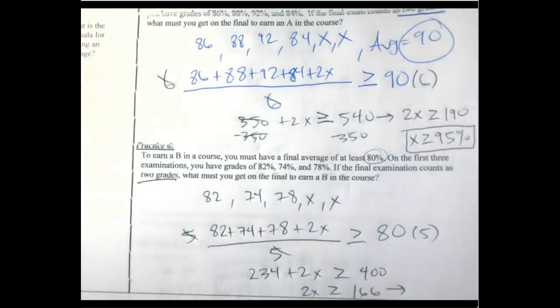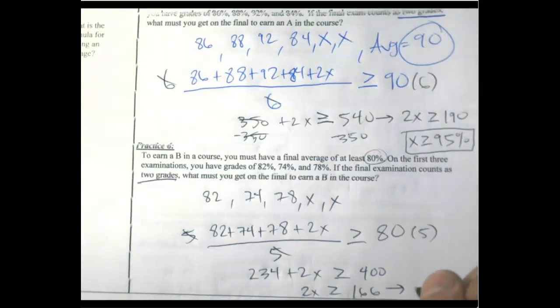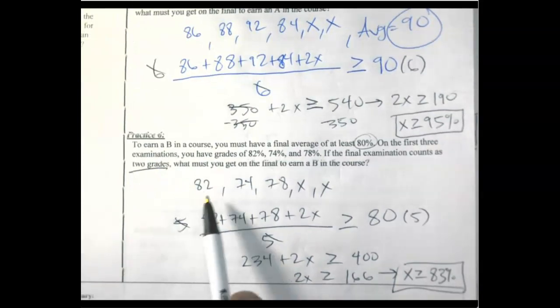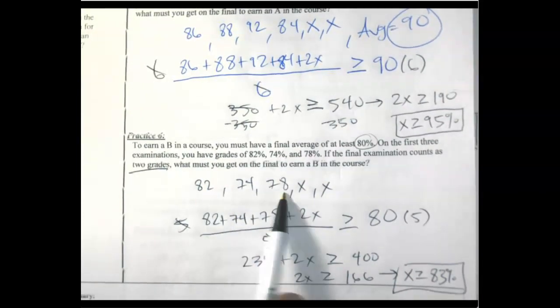83. The final exam, I would need to get an 83% or higher on the final just to average an 80 in the class based on having these 3 test scores prior.